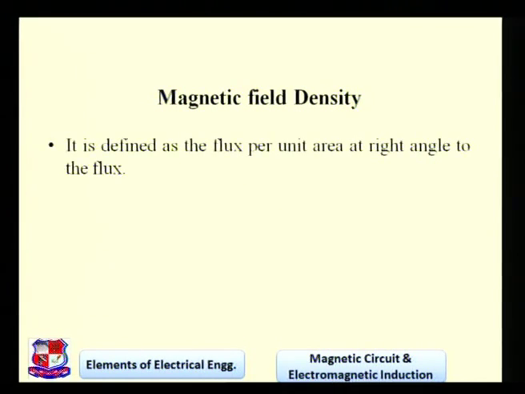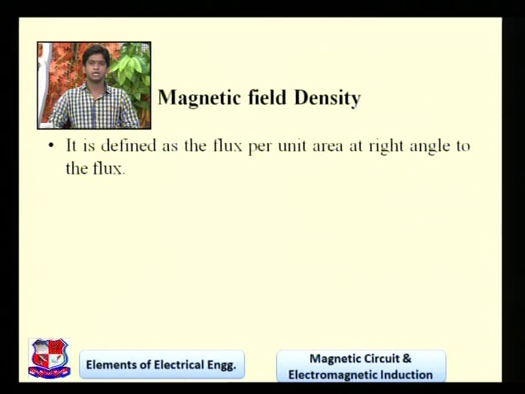Now, what is magnetic field density? Friends, we saw the electric field density. Now we are going to see magnetic field density. The magnetic field density is defined as the flux per unit area at right angles to the flux. In the last lecture we saw that the electric field density is the electric flux per unit area. Same, the magnetic field density is given by the magnetic flux per unit area, and it is denoted as B.